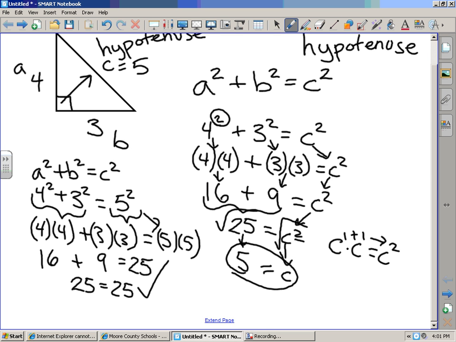Remember that as long as you have two side lengths of a right triangle, and you know for sure that it is a right triangle, you can solve for the missing side length. So you have to know that it's a right triangle, and you have to have two of the side lengths, and you will always be able to solve for that missing side length.